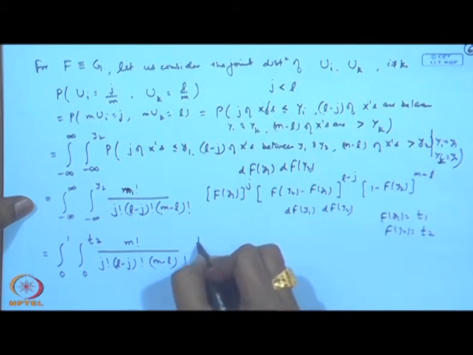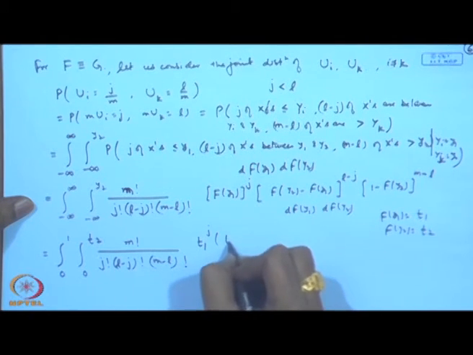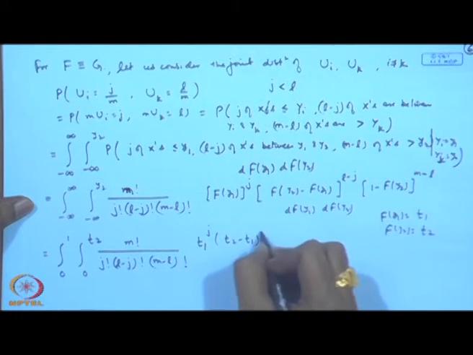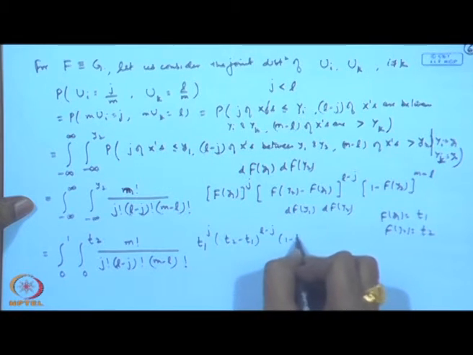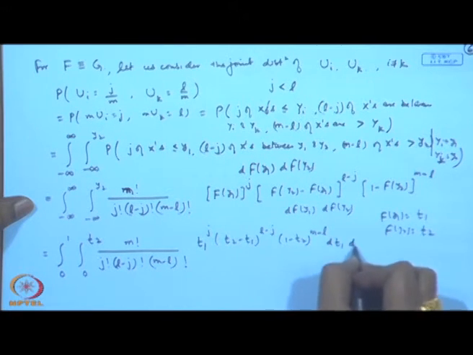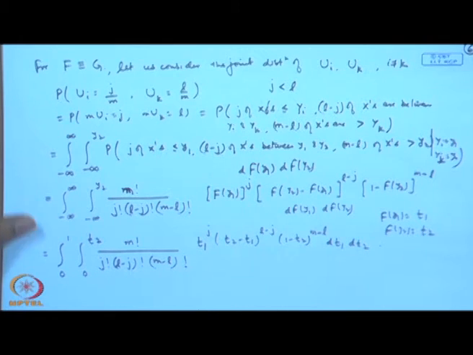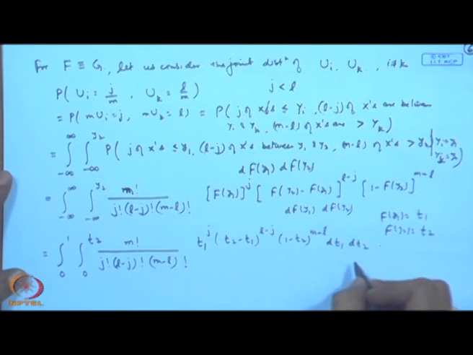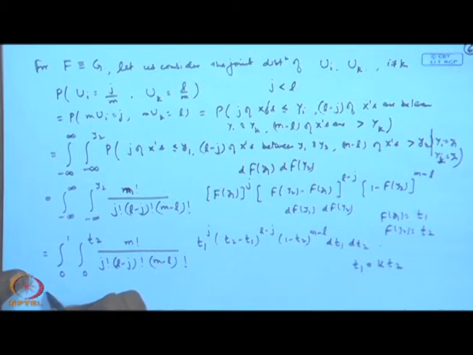Here it will become t 1 to the power j, t 2 minus t 1 to the power L minus j, 1 minus t 2 to the power m minus L d t 1 d t 2. Now, this can be simplified. See, you can do first time, say something like t 1 is equal to u times t 2. Then if you do this, then this is simplified.